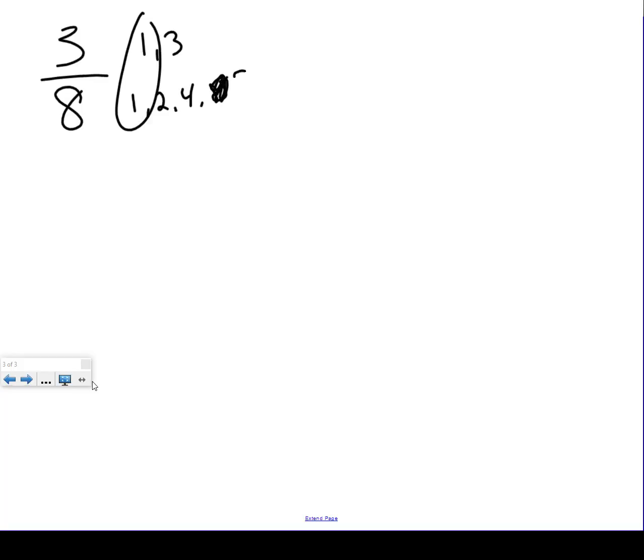This is a really bad 8. I apologize. There's your 8. So if there was another number, then we would have what we call a common factor. 1 is a common factor, but 1 doesn't change anything when we divide by it. So that means that 3/8 is in lowest terms.